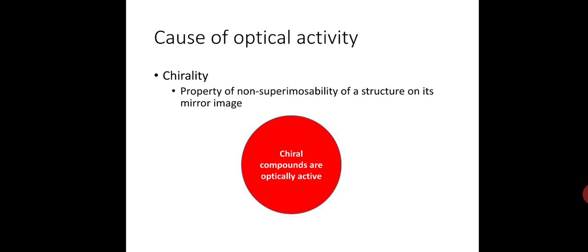So what is chirality? Chirality is a property of non-superimposability of a structure on its mirror image. So if you have two molecules which are not superimposable on each other, or a molecule which has a non-superimposable mirror image, it is said to be chiral, and this molecule will be optically active. So the basic condition for optical activity of a molecule is chirality. Chirality is the property of non-superimposability of a structure on its mirror image. So all chiral molecules will be optically active.